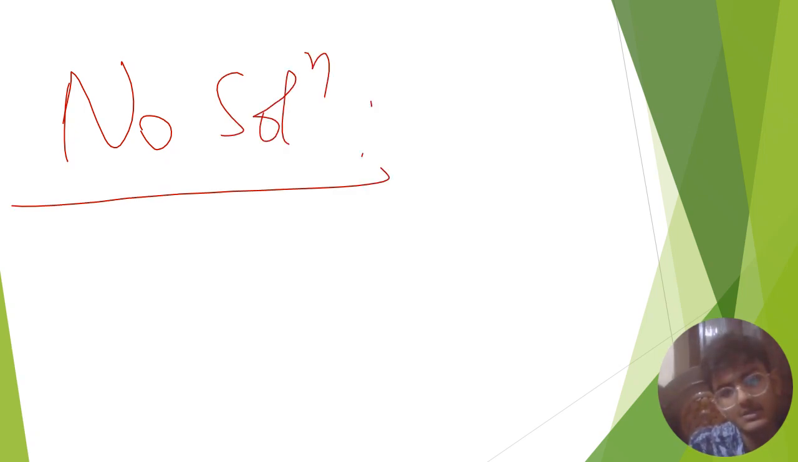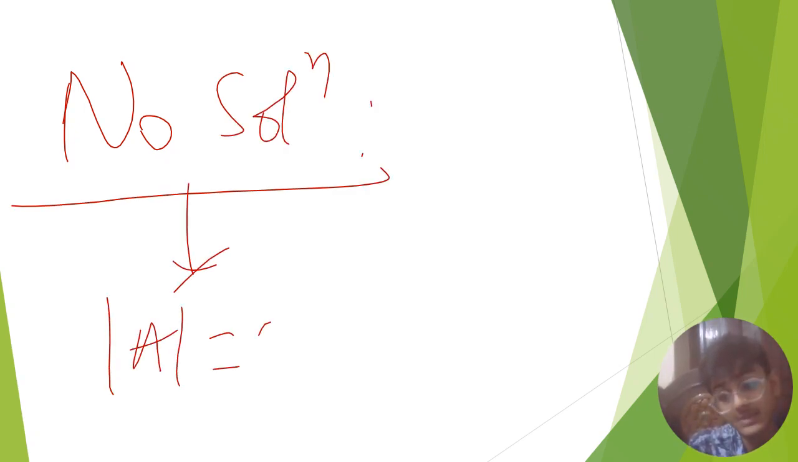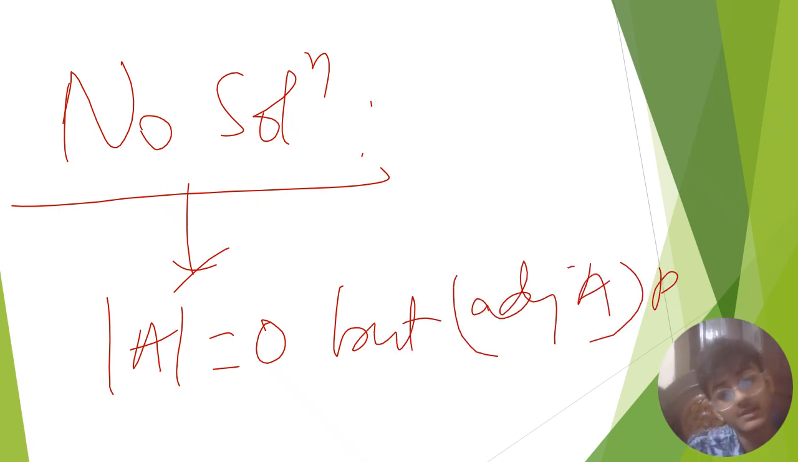Next, the no solutions case. In this case, determinant of A will be 0, but remember, adjoint of A into B will not be 0. Never, because if it is 0, then the solution will be infinite, but we need no solution. So determinant of A should be 0, but the product of adjoint of A, which is a matrix, and B, also a matrix, should not be equal to a null matrix. Here 0 means null matrix.